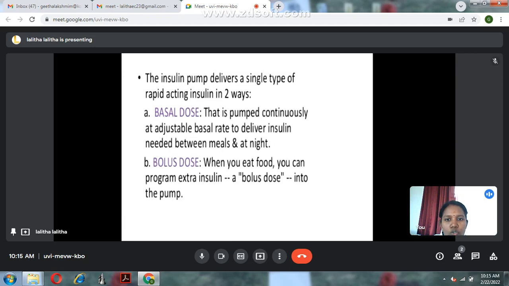So here the insulin pump delivers a single type of insulin in two ways: the basal dose and the bolus dose. The basal dose is pumped continuously at an adjustable basal rate to deliver the insulin needed between meals and at night. For the bolus dose, when you eat food, you can program extra insulin, a bolus dose, into the pump.